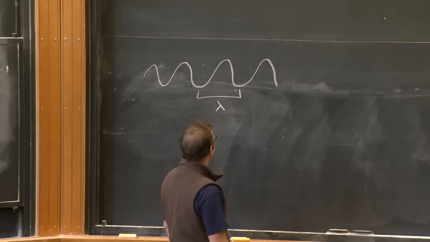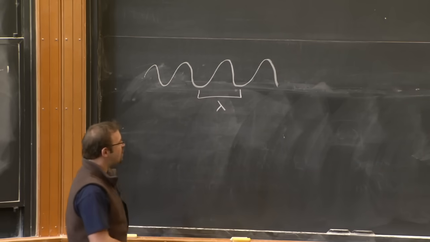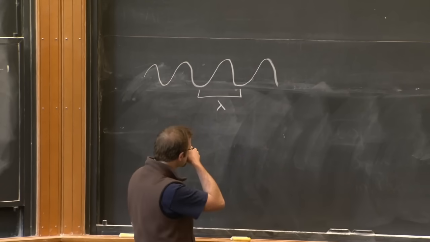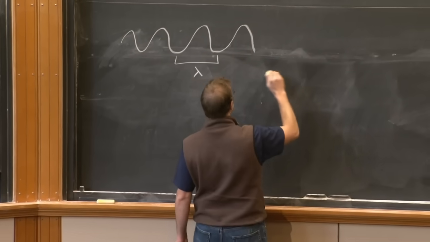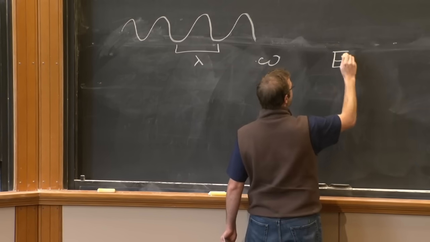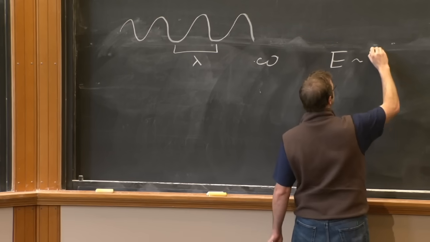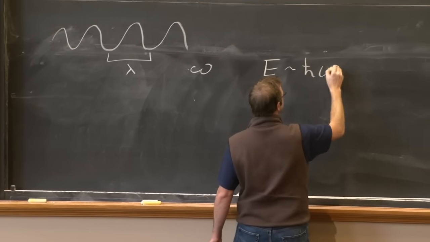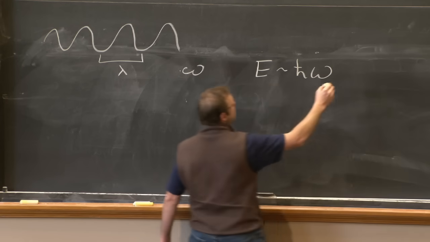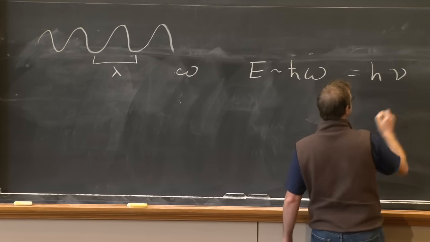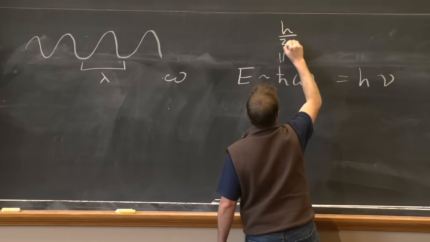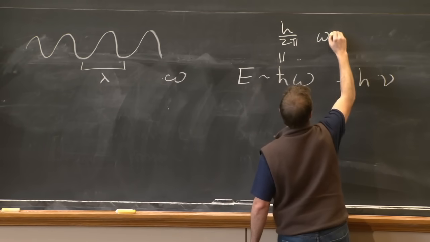And yet the photoelectric effect tells us that in addition to having a wavelength lambda, the energy has a frequency as well, a frequency in time. The photoelectric effect suggested that the energy is proportional to the frequency, and we wrote this as h nu. And h bar is equal to h upon 2 pi. And omega is equal to 2 pi nu.